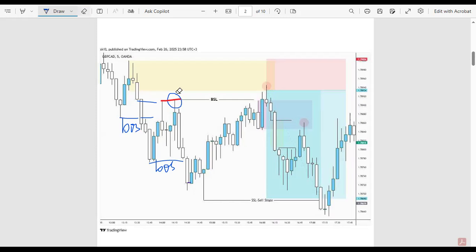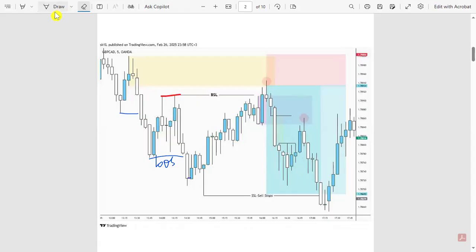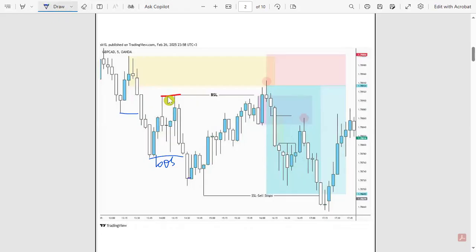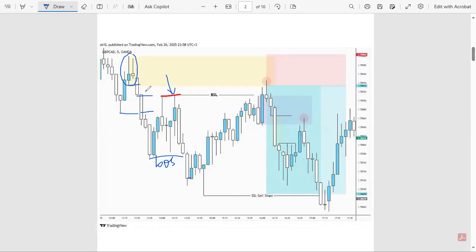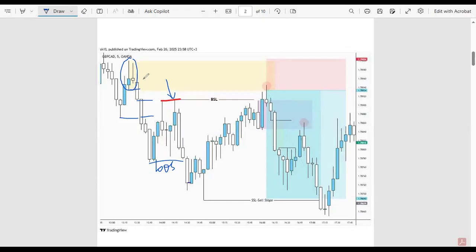So let me show you. You can see we formed this form of equal highs here, and this was an imbalance that was filled. But what happened is that price didn't mitigate this order block, the premium order block, and that was the issue. Because price didn't mitigate this bearish order block, we have to expect that price will tend to come back and tap into this bearish order block before we continue selling. And this is what happened.